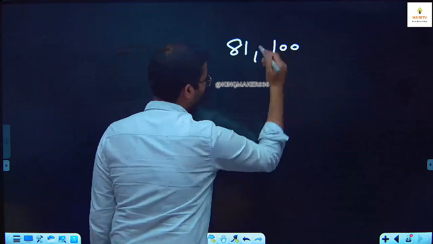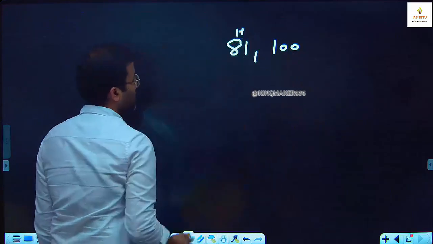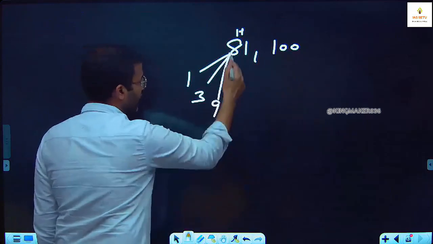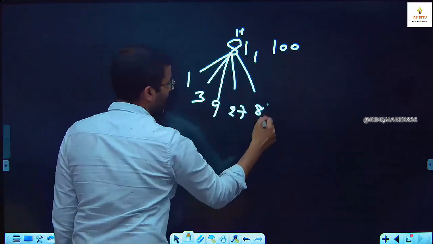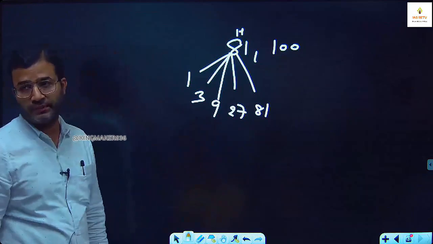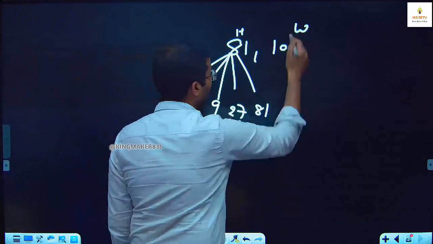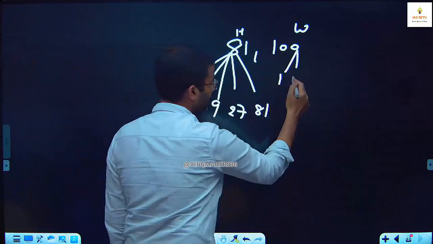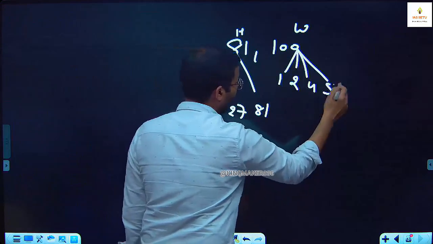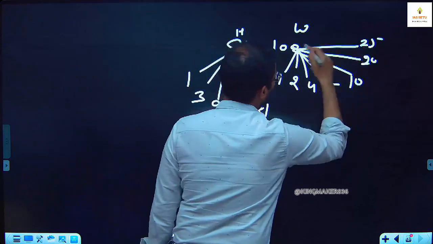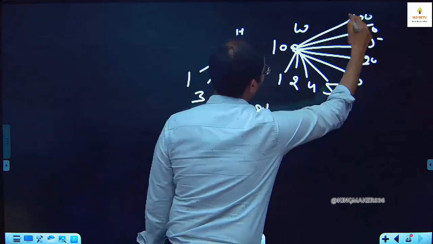It can be a couple like this, 81 and 100. It's like the husband having a relationship with 1, with 3, with 9, with 27, with 81. These are the relationships of this husband. And this wife says, if you have these many relationships, no problem. See my relationships with 1, with 2, with 4, with 5, with 10, with 20, with 25, with 50, with 100.